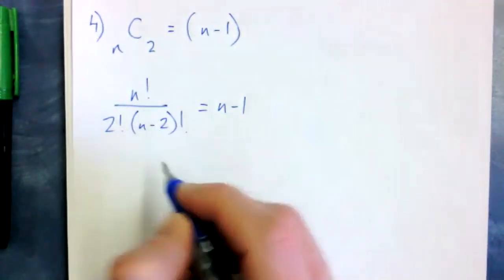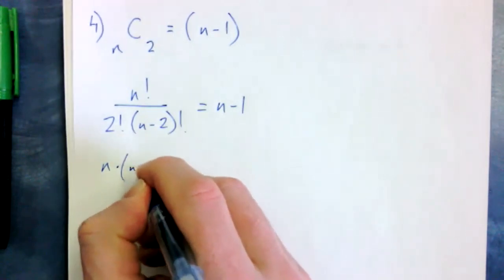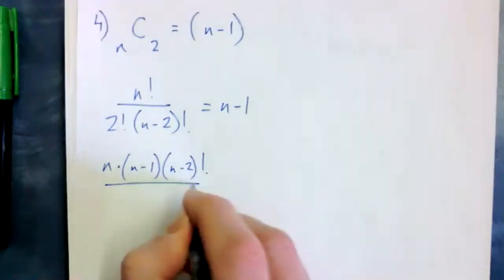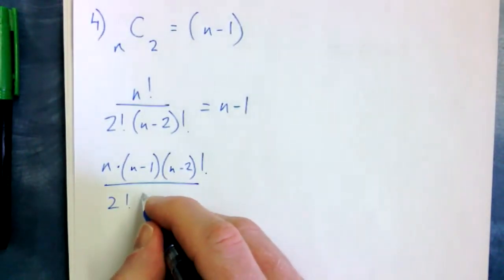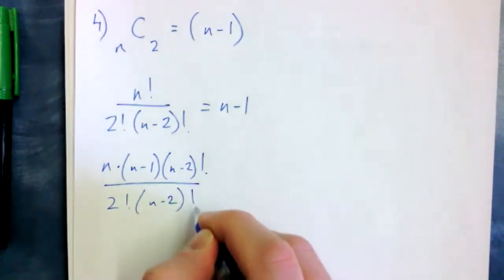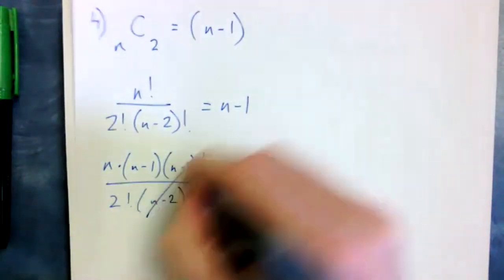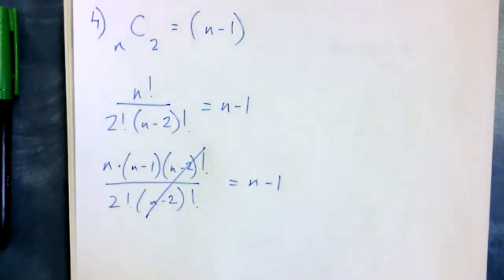So I need to cancel this n minus 2. On the top, I'm going to say n times n minus 1 times n minus 2 factorial over 2 factorial times n minus 2 factorial equals n minus 1. Now here's a cool thing. Watch this. We cancel these. Cha-ching. We can also cancel these n minus 1s. I'm showing you the shortcut.